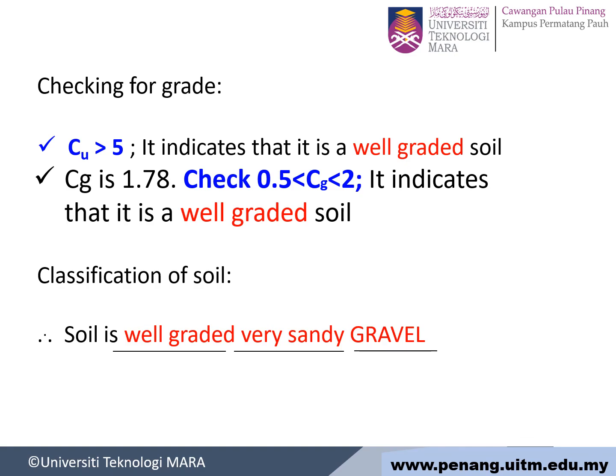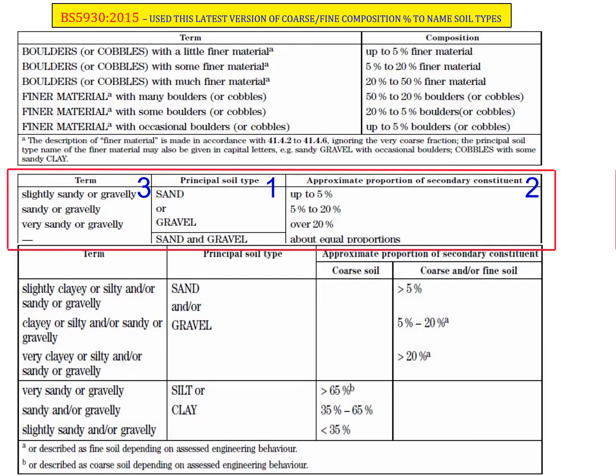So you may refer to this table. If the secondary constituent is more than 20%, it is very sandy. If the percentage of sand is between 5 and 20, it becomes just sandy. If less than 5, it becomes slightly sandy.